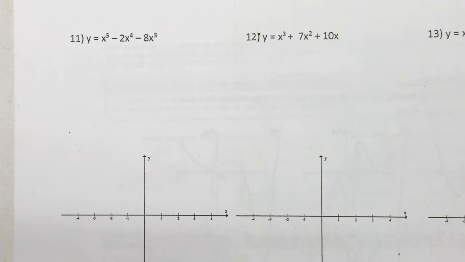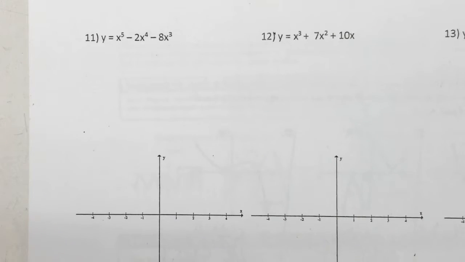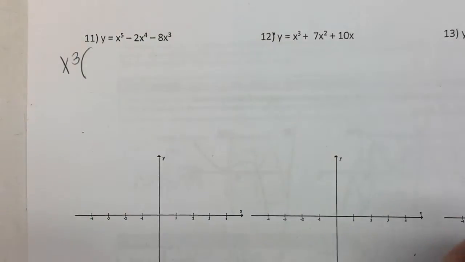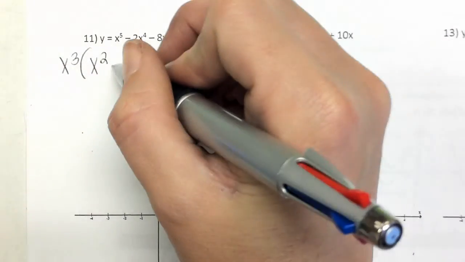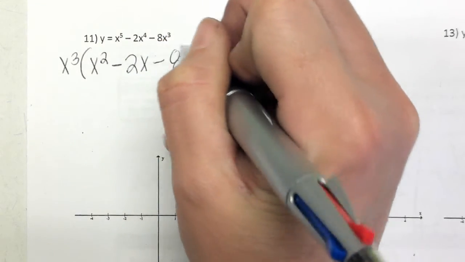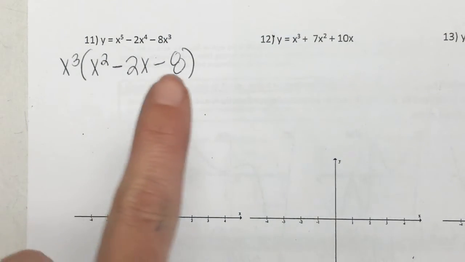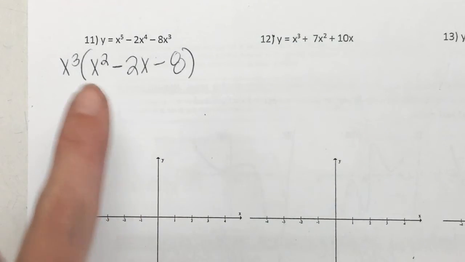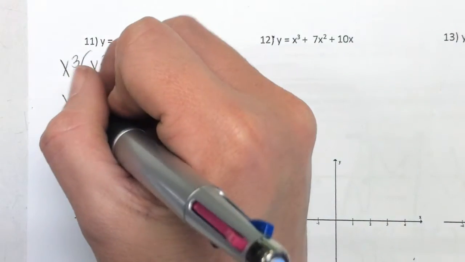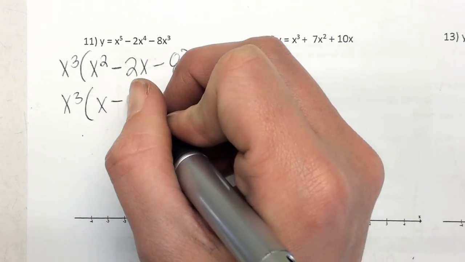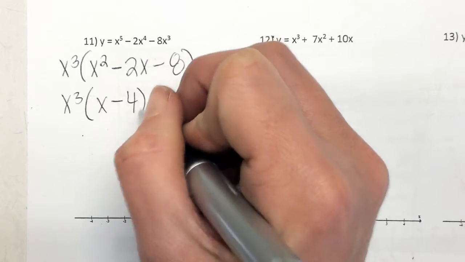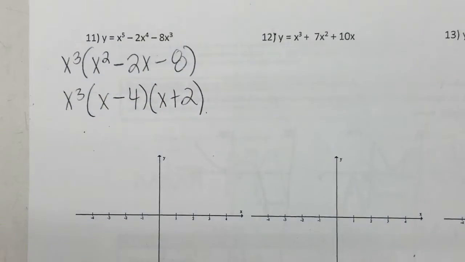Flip it. These are different because they are in what form? Standard. Good. So we need to factor it by taking out what here? Yep, x cubed. What goes in the middle? All right, can we factor this quadratic right here? Into what? x minus 4. And? x plus 2. Very good. Now you can see it's in factored form.